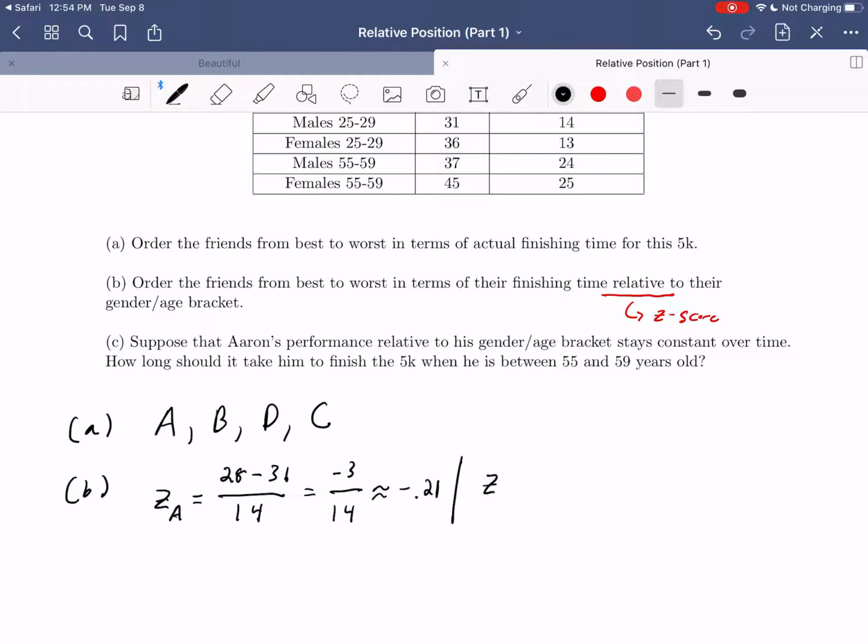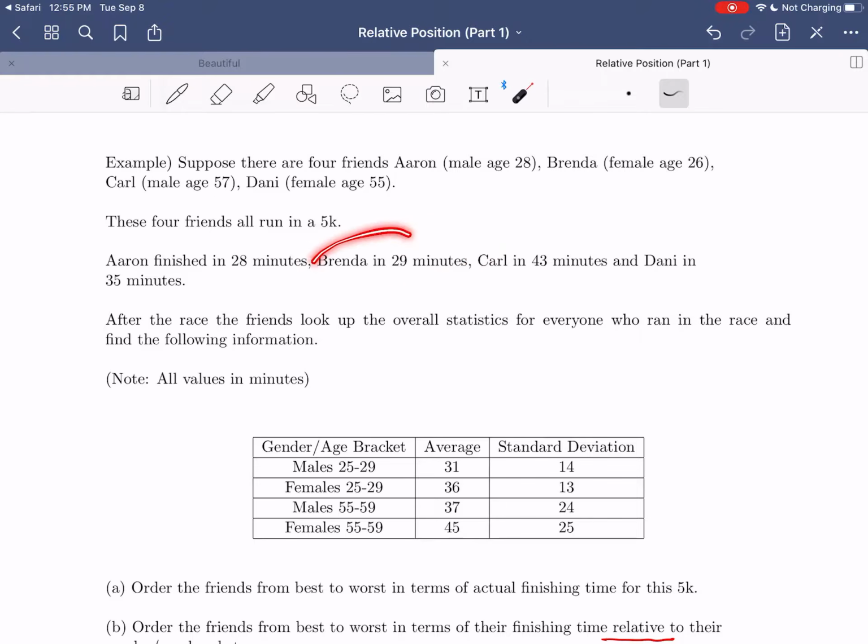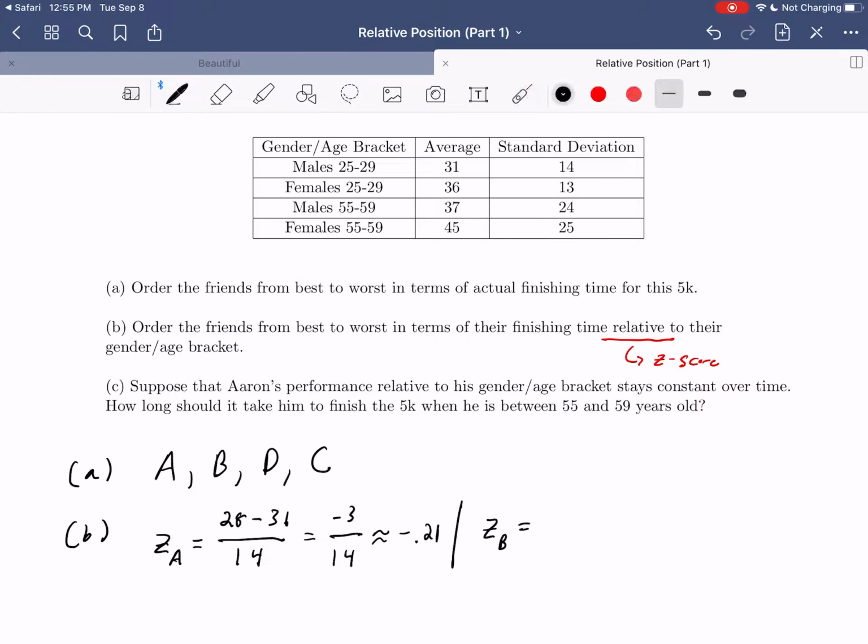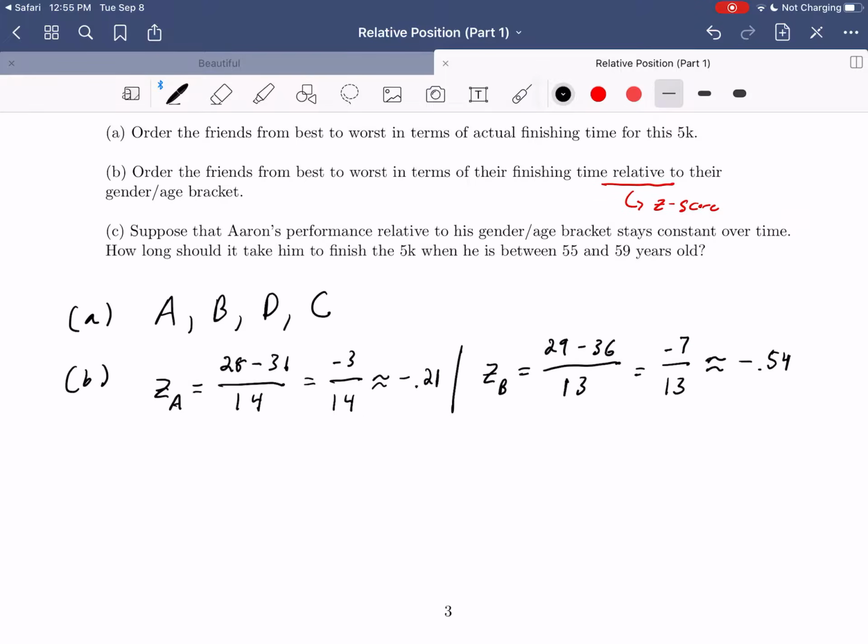So for Brenda, her finishing time was 29 minutes. So we want to compare that 29 against people like her who had an average of 36 with a standard deviation of 13. That should be minus 7 divided by 13. And if we do that, minus 7 divided by 13, we can see that hers should come out as about negative 0.54. So she was a little beyond half a standard deviation below average for her gender and age bracket.